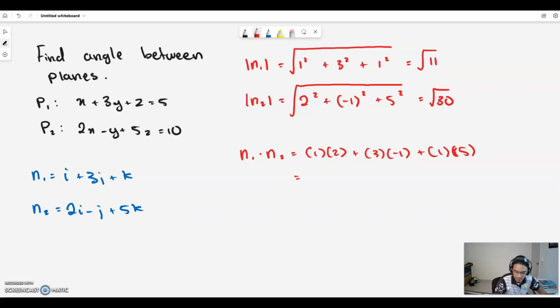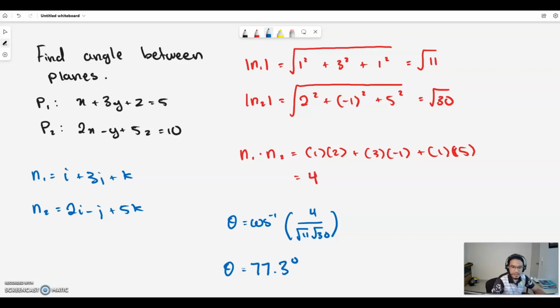So the dot product is equal to 4. Then we substitute this value into the equation, theta equals cosine inverse of 4 over the square root of 11 times the square root of 30. And by that, you will have the angle theta equal to 77.3 degrees. So that is the angle between plane P1 and plane P2.